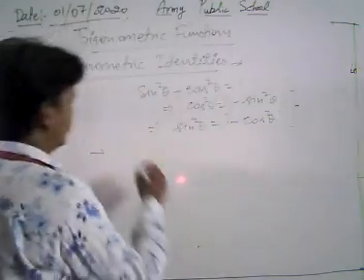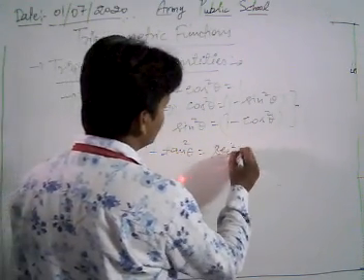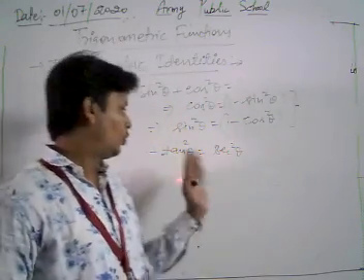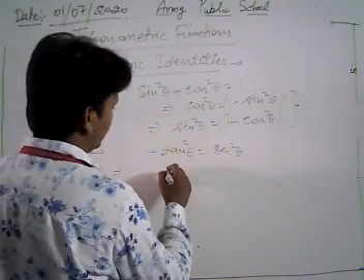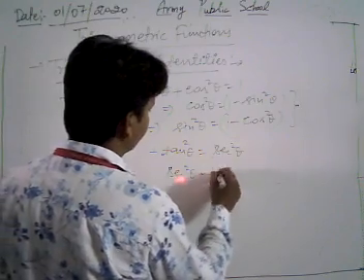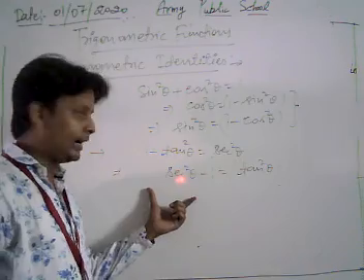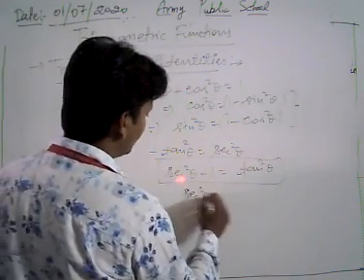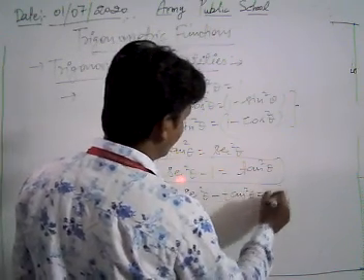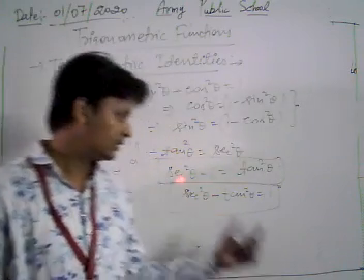Same as that, the second trigonometric identity is what? You know that 1 plus tan square theta is equal to sec square theta. And here we also find sec square theta minus 1 gives tan square theta. This is another identity. And also we have sec square theta minus tan square theta is equal to 1. This is also a trigonometric identity.